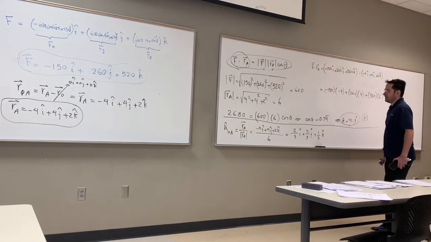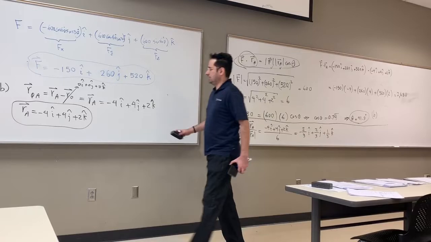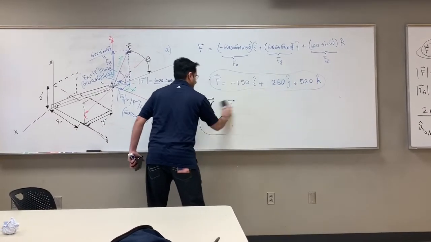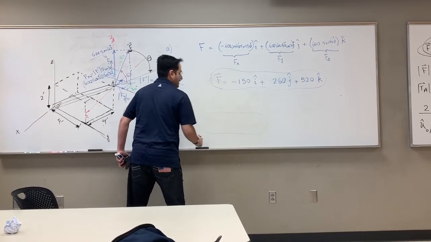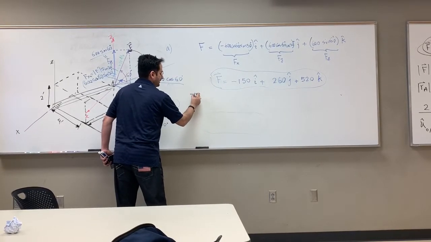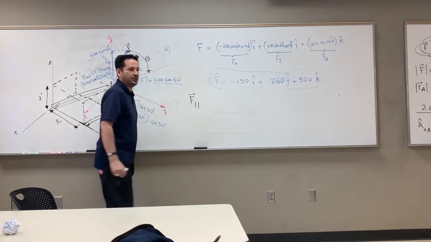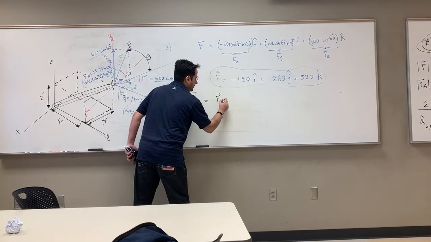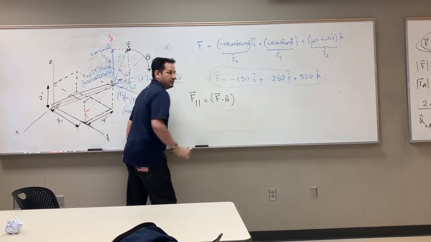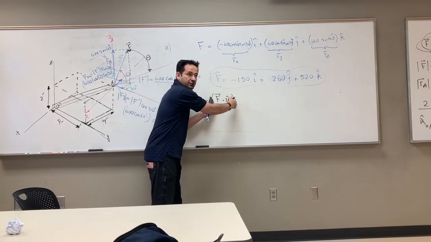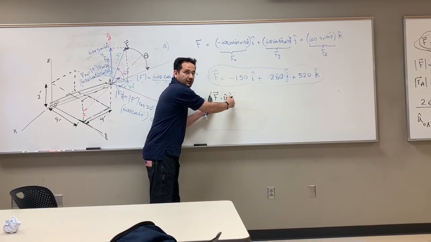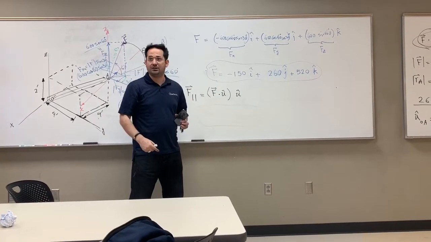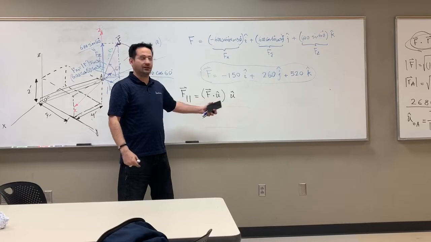Now, what is my parallel component? A projection. What's my projection? F parallel, with this symbol for the projection, is simply F dot U. This is just the magnitude of the projection, the dot product. We should multiply by the unit vector to get the vector in that direction.